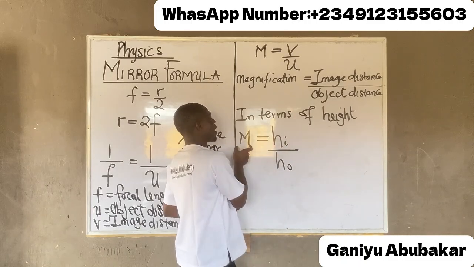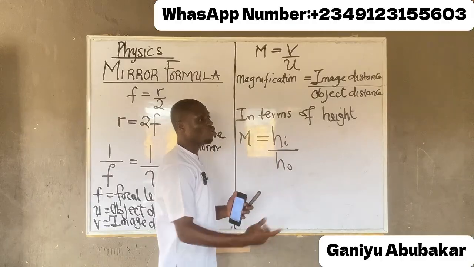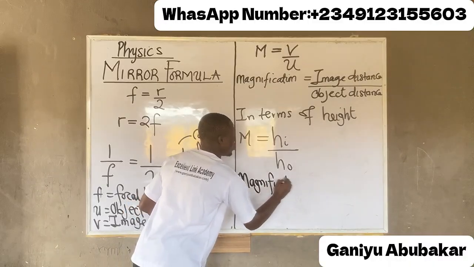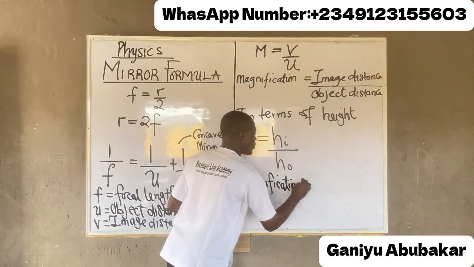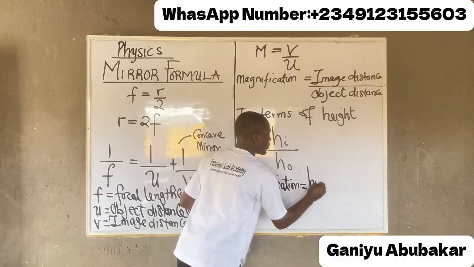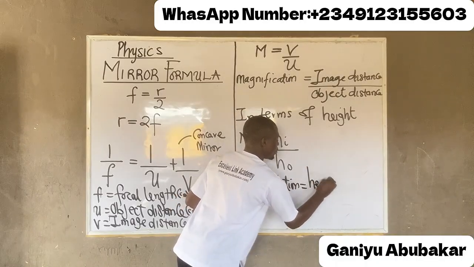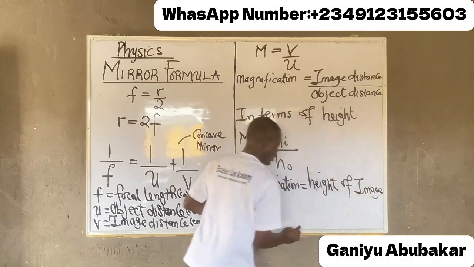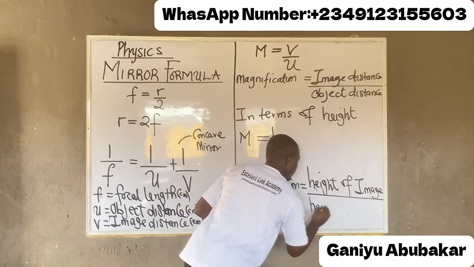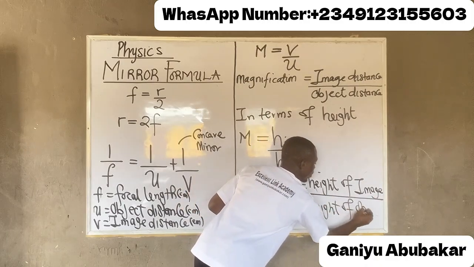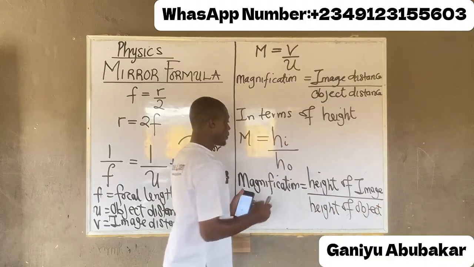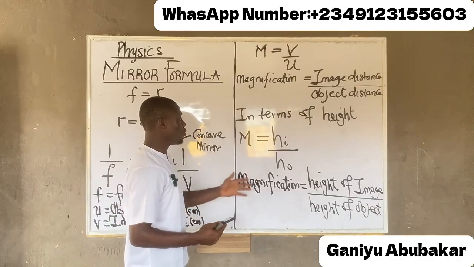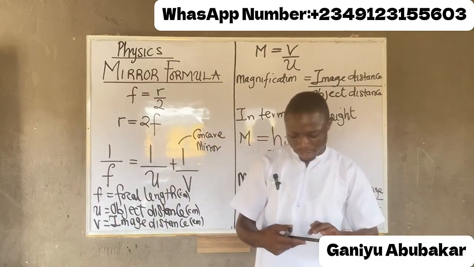So here's the idea. In magnification, you will always have image first before object. So in full form, magnification in terms of height is height of image over height of object. All right, these are your other expressions for magnification, as you can see on the board. So we have the idea behind magnification.